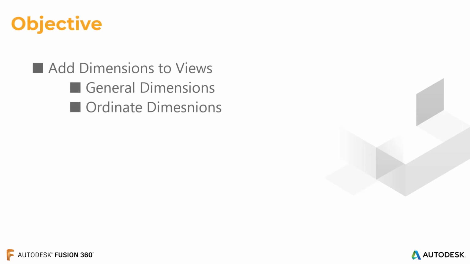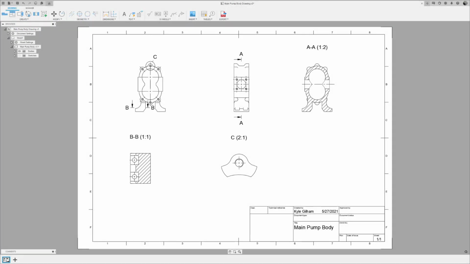In this video, you will learn how to add dimensions to your drawing views. To start, open the drawing attached to this tutorial or continue with the drawing you created in the previous activity. First, navigate to the Dimensions section and select the Dimension command.